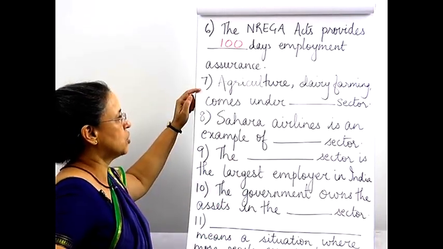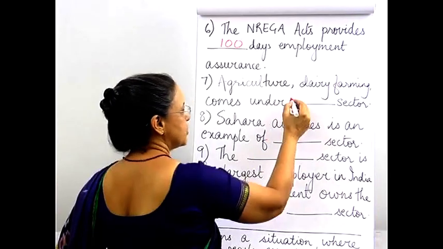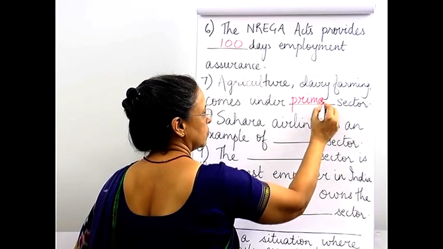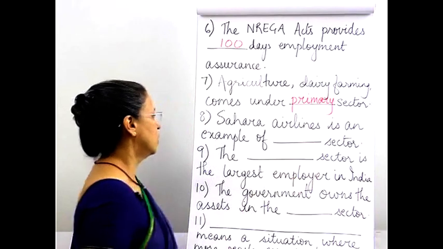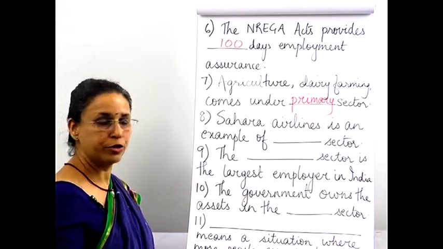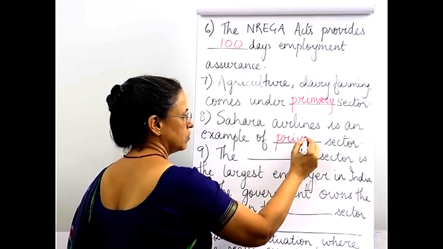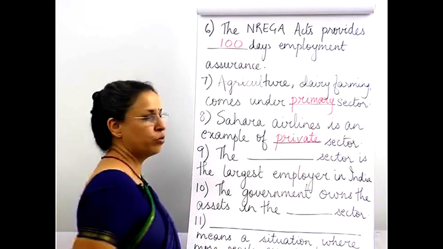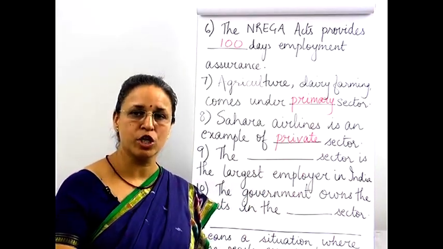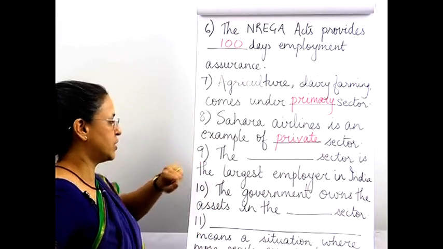Seventh, agriculture, dairy farming, all this comes under the primary sector. Eighth, Sahara Airlines is an example of private sector. If you remember, Kingfisher Airlines was also private sector belonging to Vijay Mallya, which of course closed down. So that was private sector.